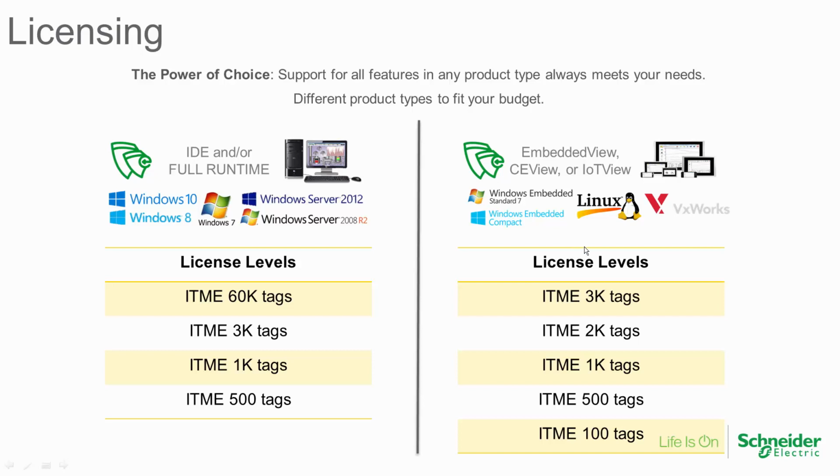It's usually just most of the features are included. Feel free to take a look at the included help to see what is and what isn't supported, but most of the features are. And again, those license levels go from 3,000 down to 2,000, down to 1,000, 500, and 100 tags. So very, very flexible system to really fit into any budget and meet your needs.